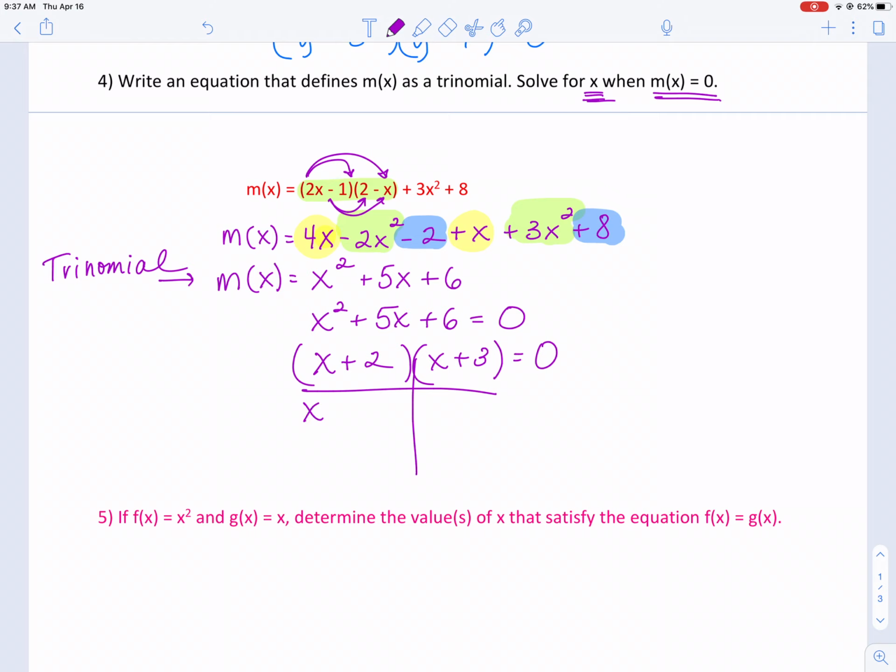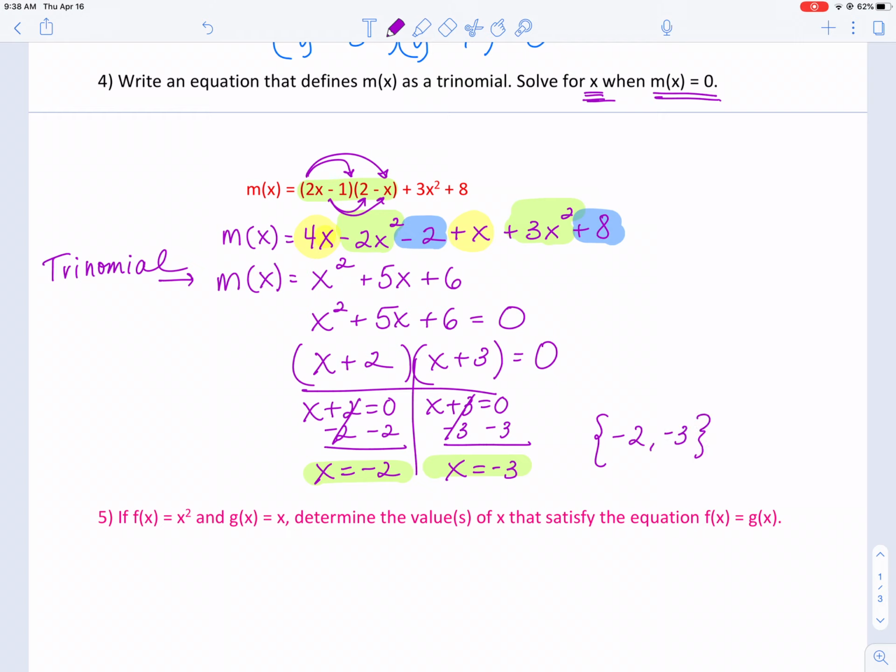Set up your two factors, x plus 2 and x plus 3, equal to 0. Minus your 2, so x equals negative 2. Here you're going to minus 3 because it's a positive 3, so x equals negative 3. And there are your solutions. It's really nice to show negative 2 and negative 3 in a solution set, not parentheses. They're not x's and y's. It's not a point. They are both x values, which means it goes in a solution set.